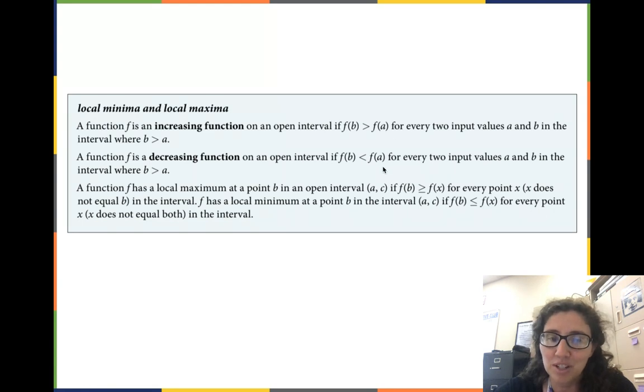And similarly for decreasing. And here we've got the local maximum. Sorry, I was looking at one thing and speaking another. So here, the definition of a local maximum. Okay, so if the output value for b is greater than the output value for any number that's in an interval, you've got a local maximum, and correspondingly for a local minimum. You might want to just pause the video and think about those definitions for just a minute, see if they make sense to you.